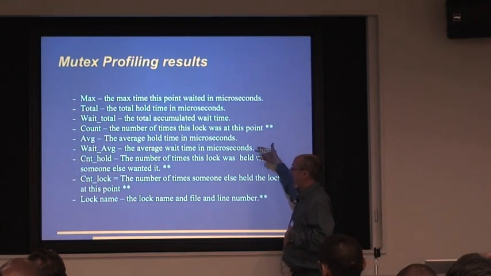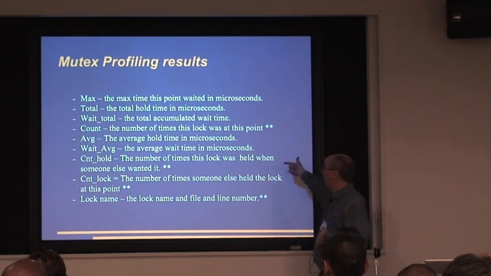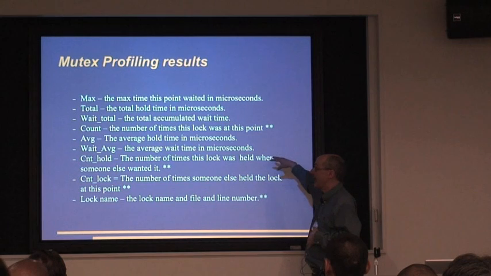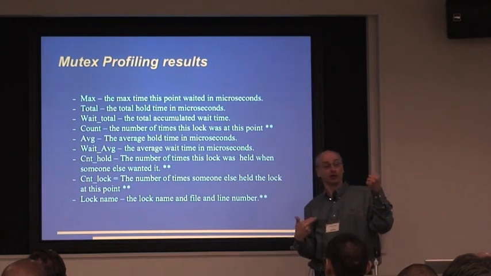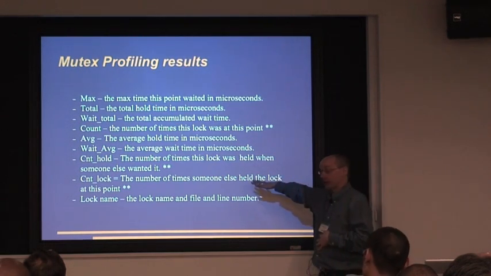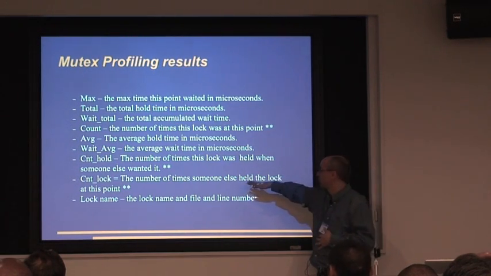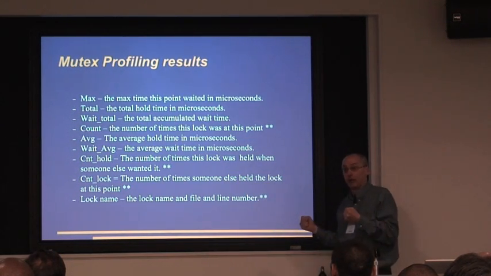Wait average is the average time that somebody else was waiting for the lock. Count hold is the number of times this lock was held when someone else wanted it. This is a key thing. So if you're holding a lock and someone else wants it, that counter is going to get bumped. And count lock, another key for lock contention, is the number of times someone else held the lock at that point when you wanted it.